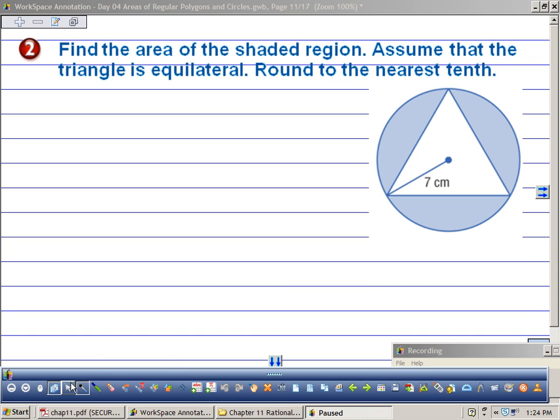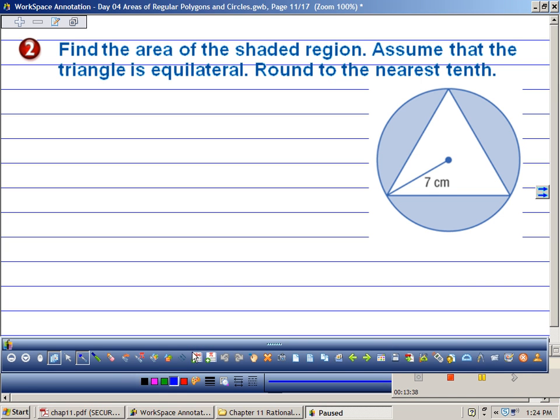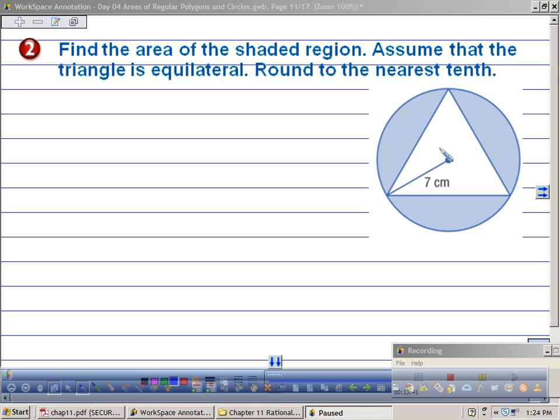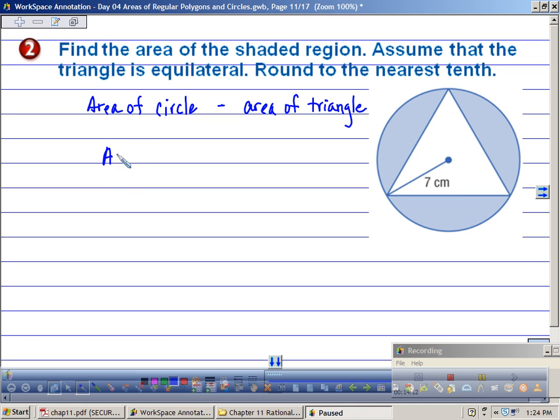All right, so let's look at another example. This one's even more complicated. Okay, it is and it isn't. So this time it says find the area of the shaded region. Well, I have two different figures here. I have the area of a circle, and I want to subtract the area of a triangle. Now, when you look at this example in the book, it's going to be done a different way. Okay? All right, so what's the area of a circle? We already know this.